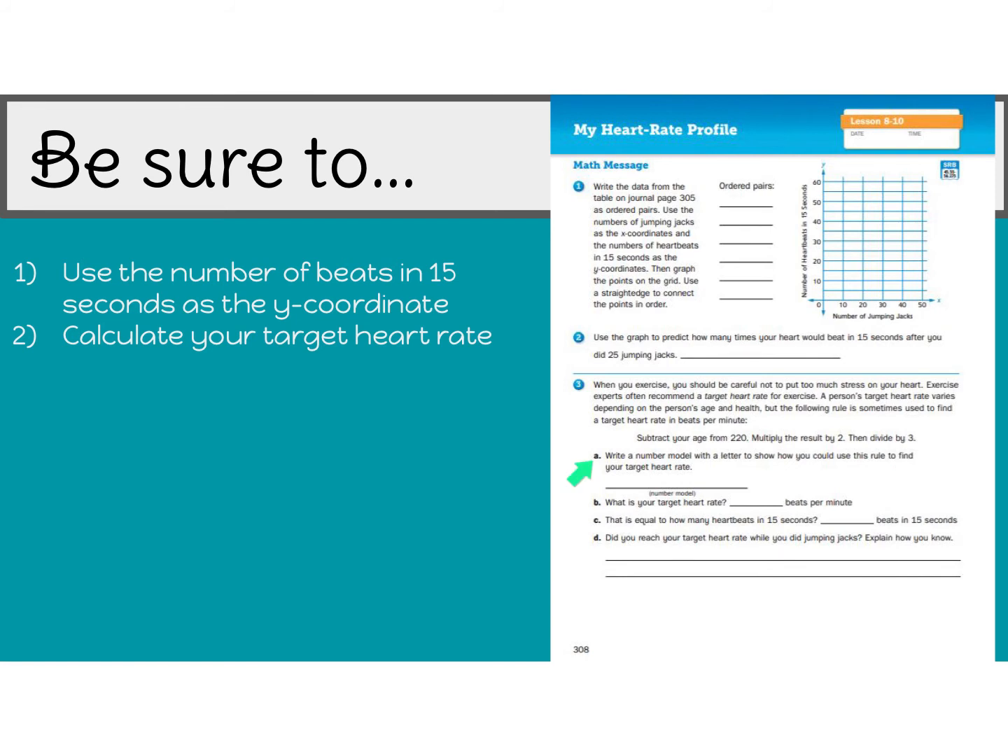So you're basically going to write a number model here with a letter to show how you used that rule to get your target heart rate. Then you're going to find your target heart rate, and that's going to be beats per minute. And then that is equal to how many heartbeats in 15 seconds. And did you reach your target heart rate when you did your jumping jacks? And don't forget to explain how you know that.